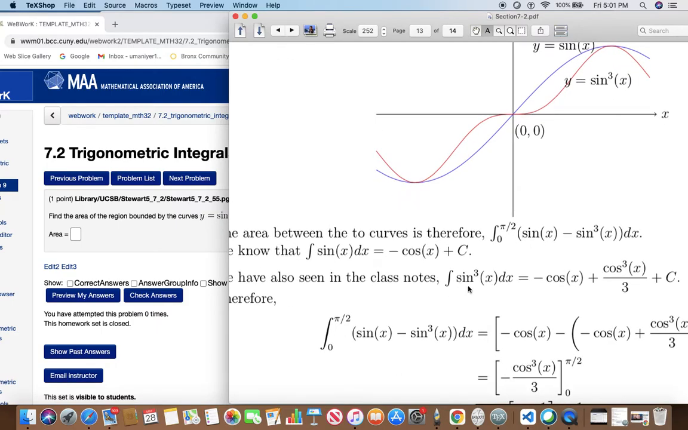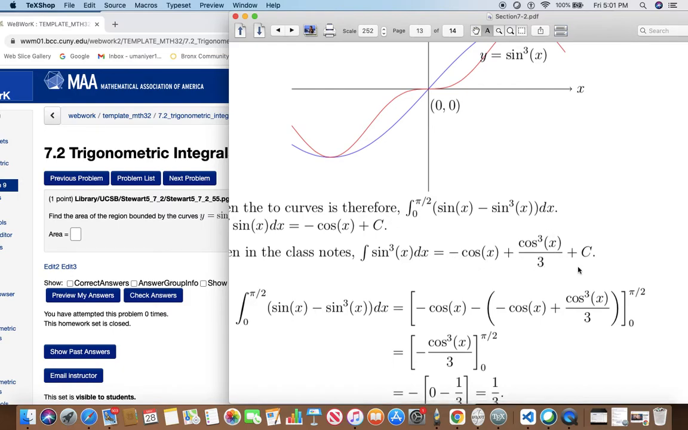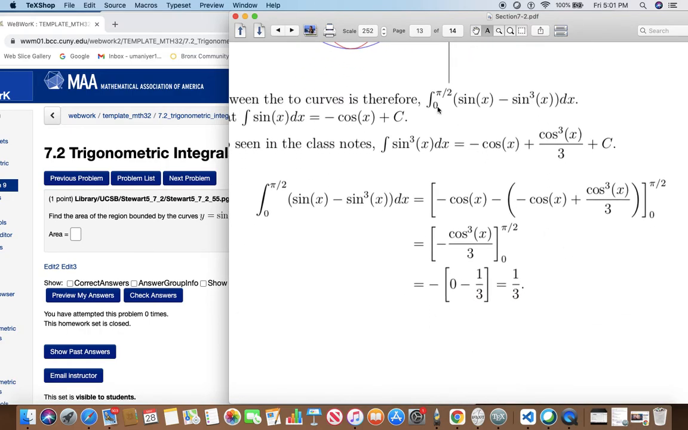Definite integral sine to the power 3, we have seen in our class already so far in these videos. It's negative cosine x plus cosine cubed x over 3 plus a constant of integration. So the definite integral 0 to pi by 2 of sine minus sine cubed x will be integral of the first, that's negative cosine x, minus integral of the second, which is all of this. You don't need constant, and you are going to take the difference, integral of the first minus integral of the second, the first minus second in parenthesis, limits 0 to pi by 2.